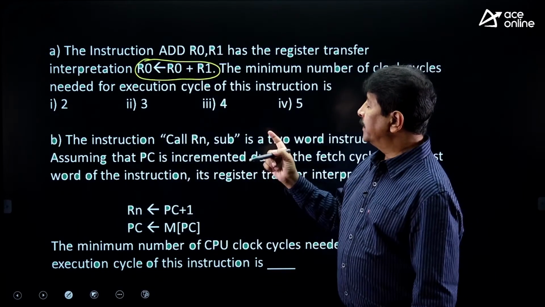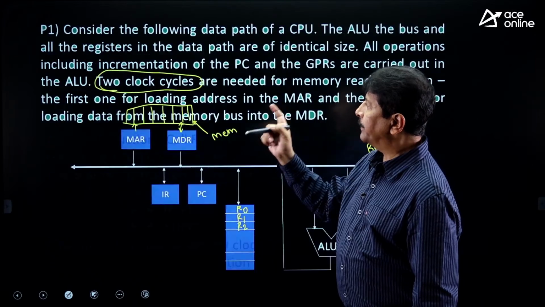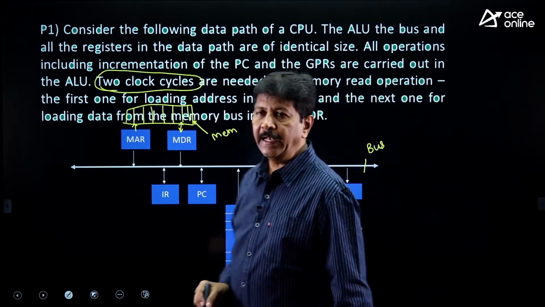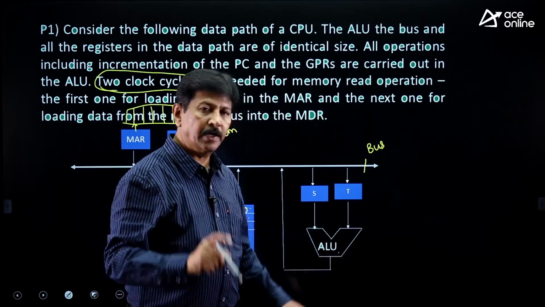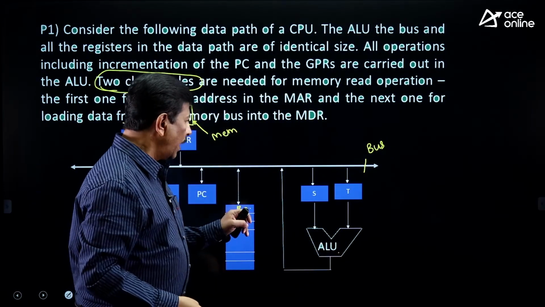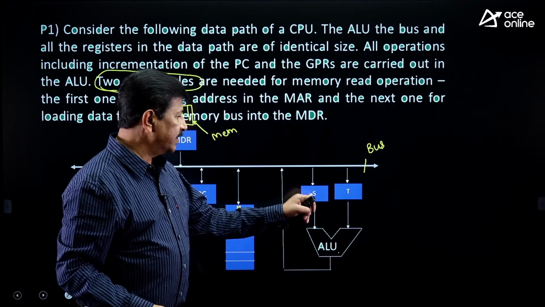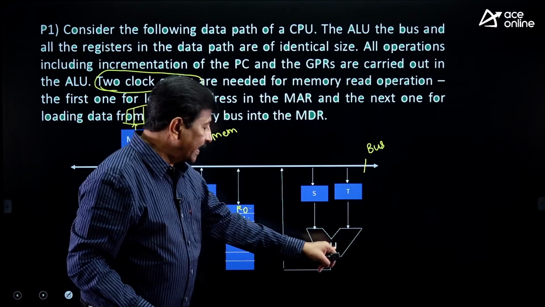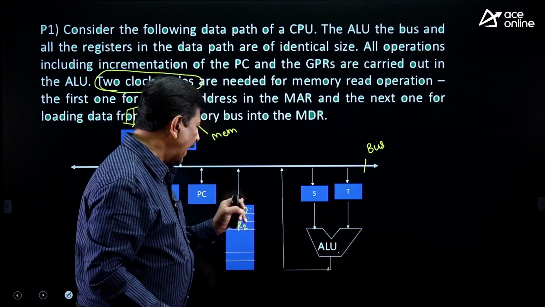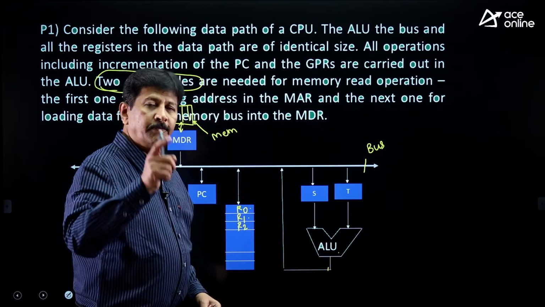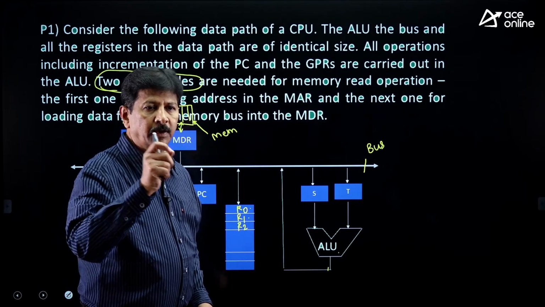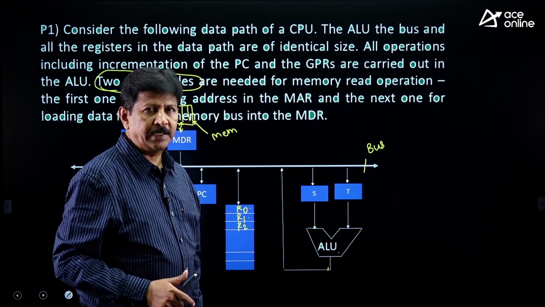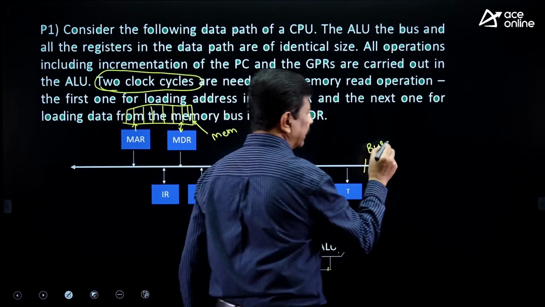Then he is asking how many clock cycles it requires. So it depends on what data path is given here. If you want to add R0 and R1, can I take them directly to the ALU? The answer is no. So first, R0 should be brought into the S register, R1 should be brought into the T register, and then the result of the ALU, you have to write it back into R0. So for the first one, the answer is 3 clock cycles. Okay, the answer is 3 clock cycles, right? So it is going to be like this.